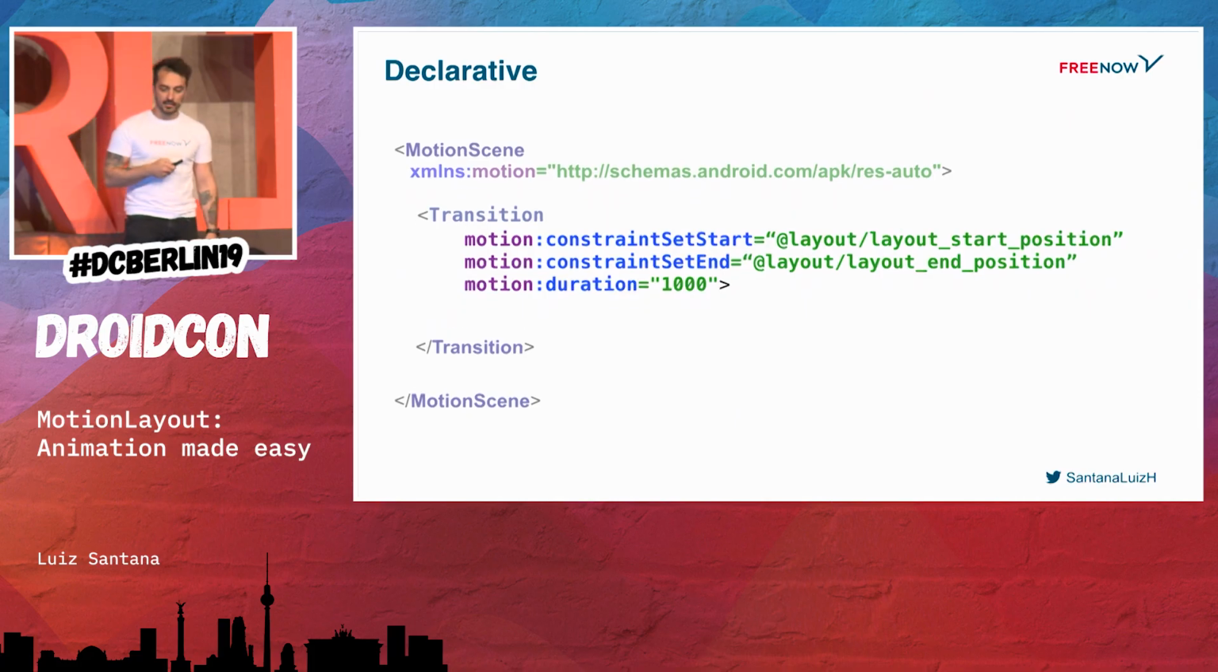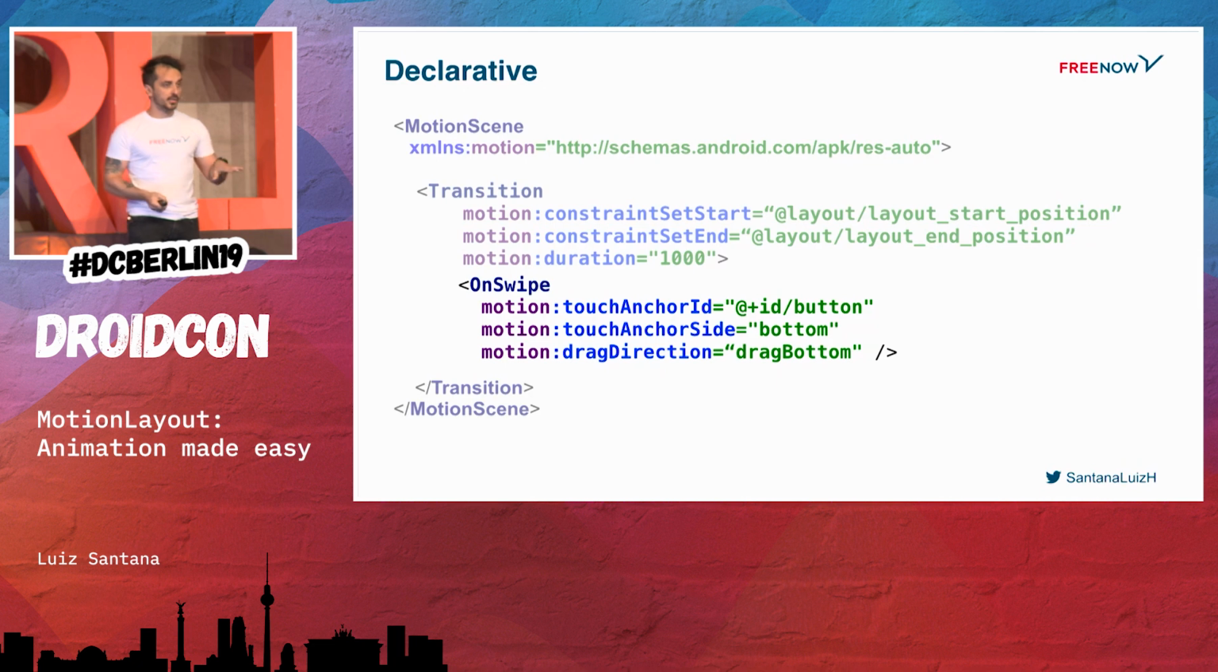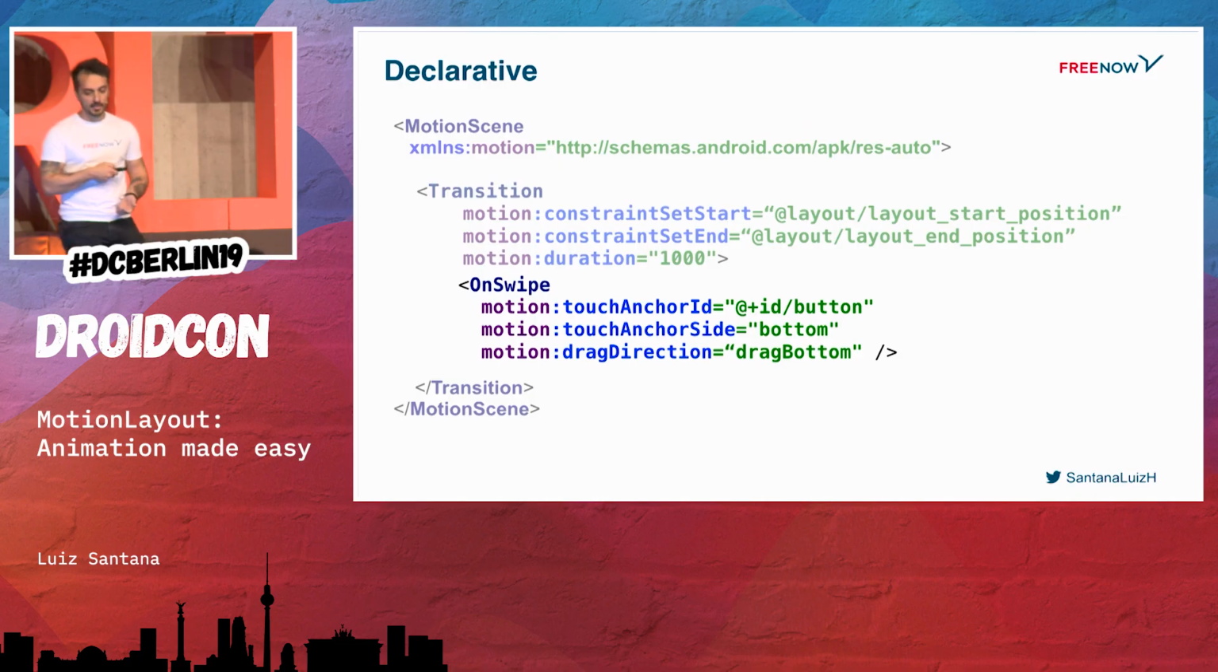So then I can have my trigger, which in this case I choose to have on swipe, because the on click is also really easy to do. You just change the on swipe to on click, and then you have your anchor. So here I have the view with ID of button, and I'm saying when I drag button, I want the animation to happen. And just by having that, very simple, I can run my app.